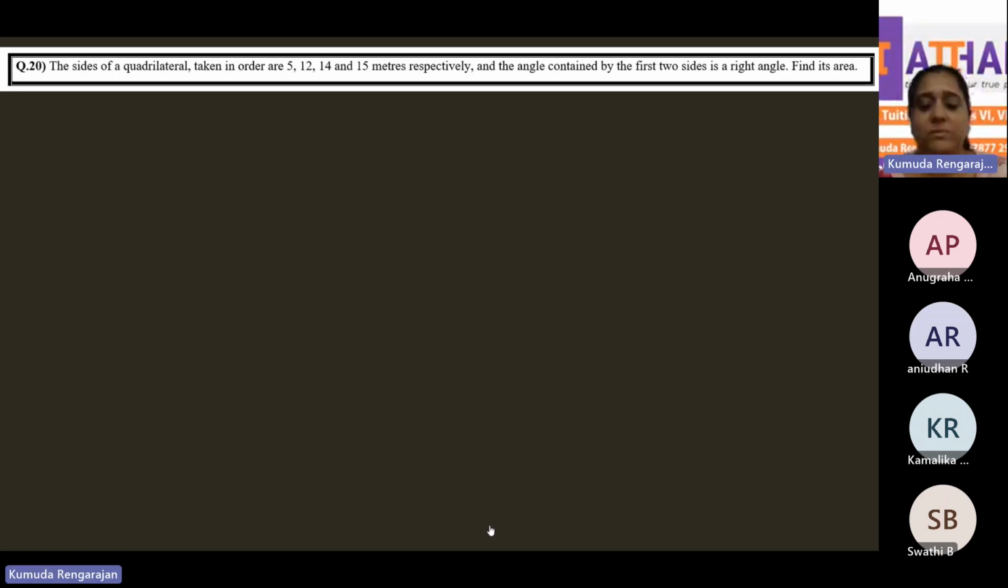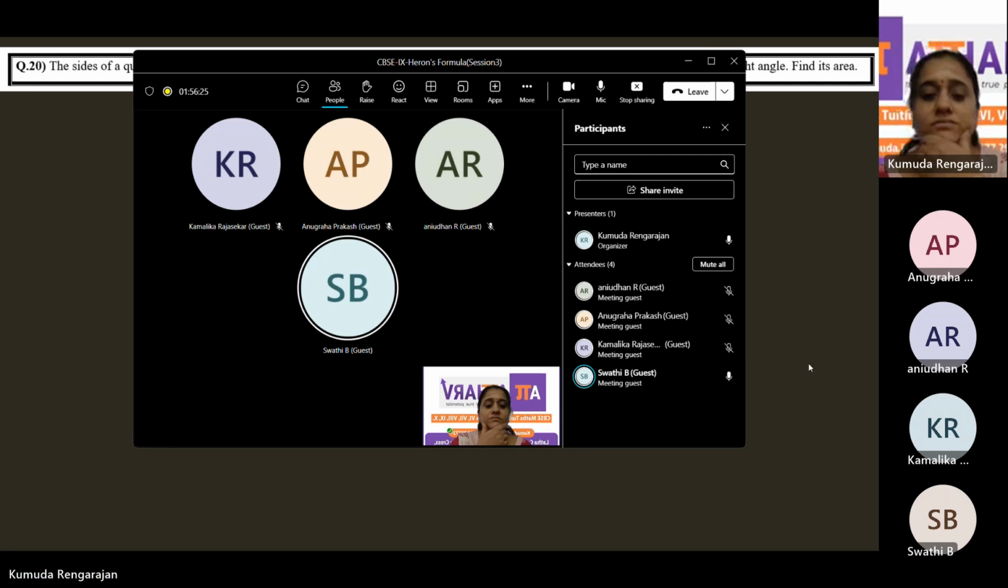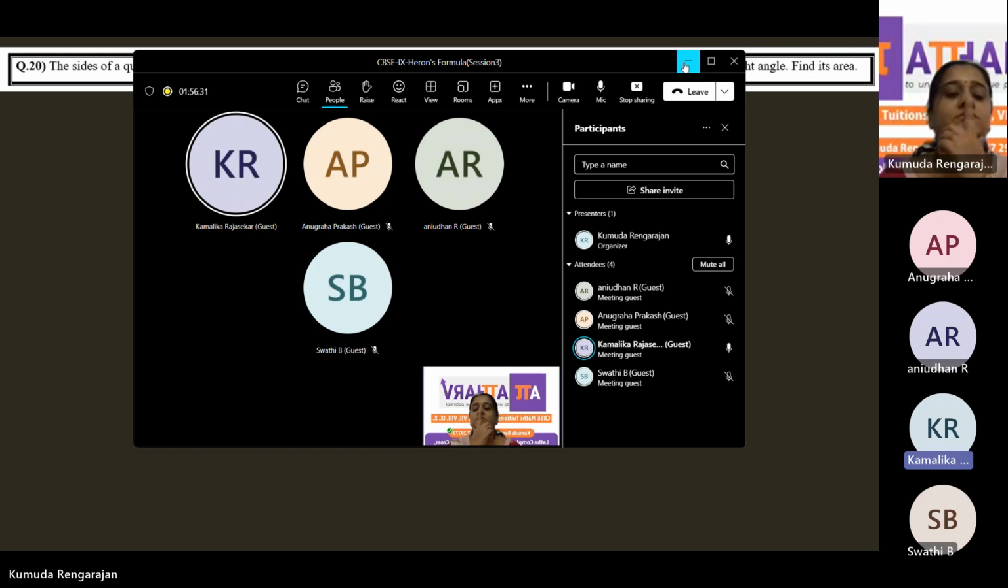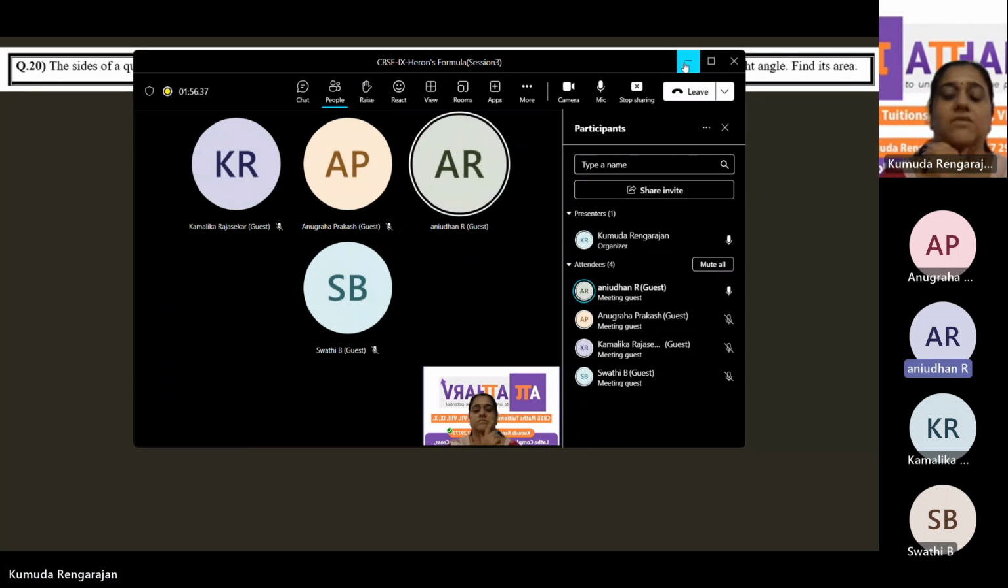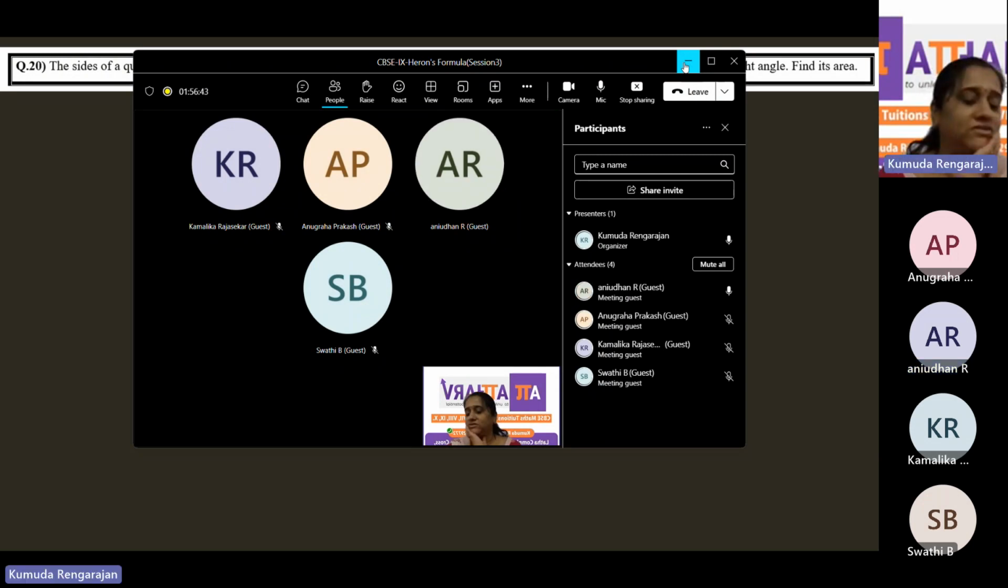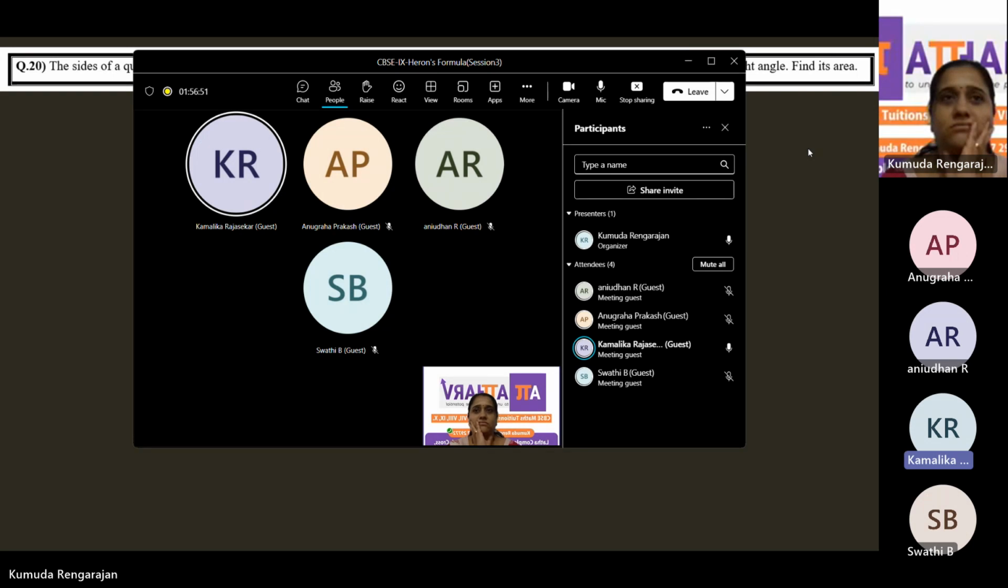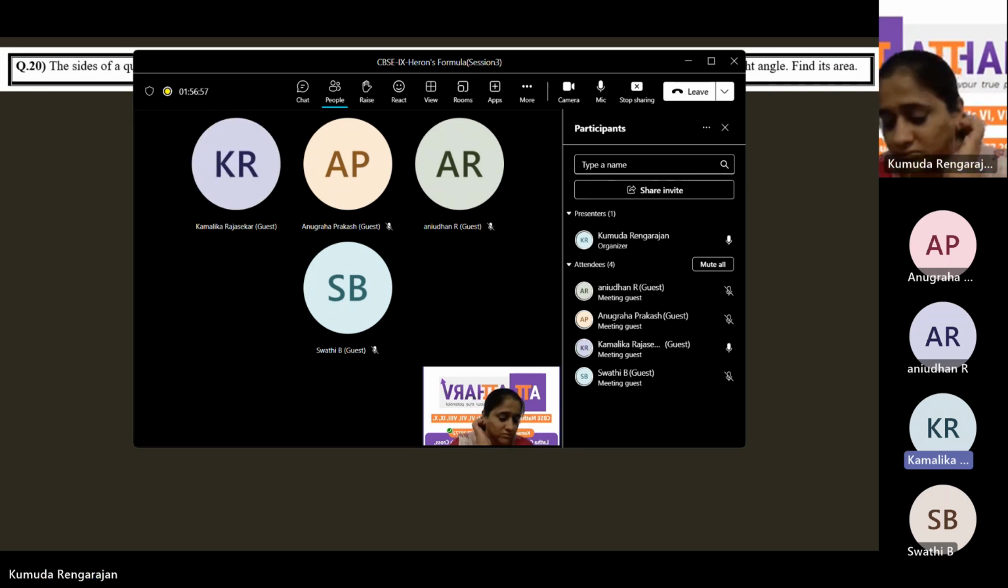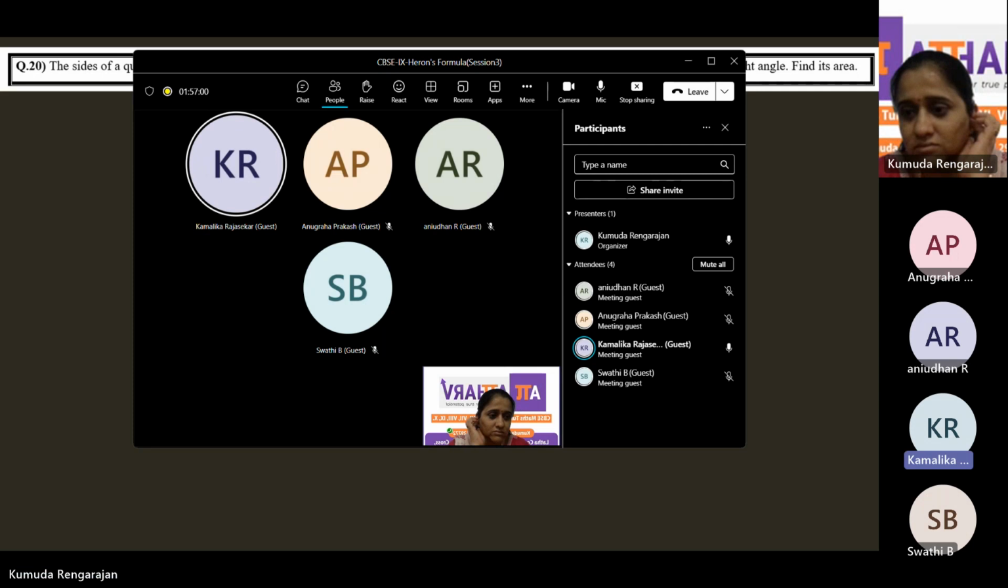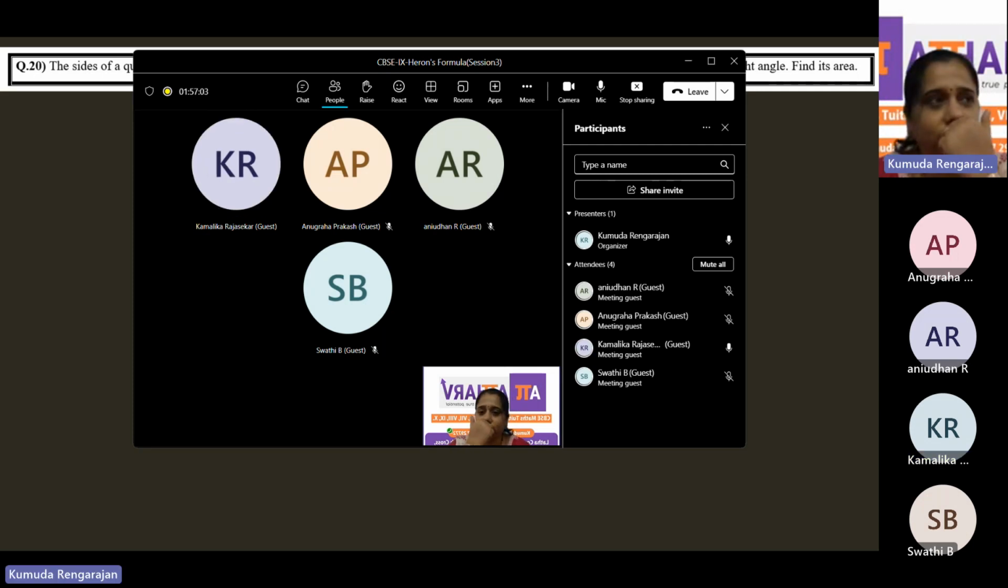Yeah, online students, what's the answer? 114 meters square, ma'am. Aniruddhan, what's your answer? Ma'am, it's 30 plus 21 root 14 meters square. Yeah, share your answer picture on WhatsApp, I'll see. Kamalika? Ma'am, 114 meters square. Very good. Yeah, 114 meters square.